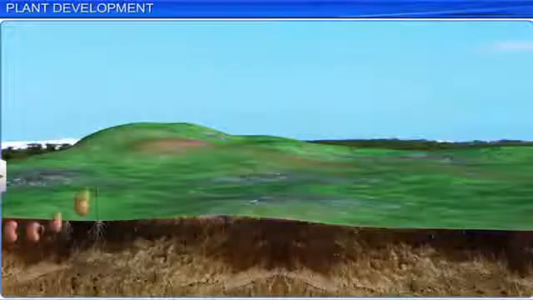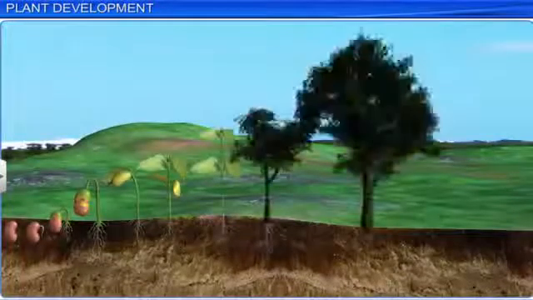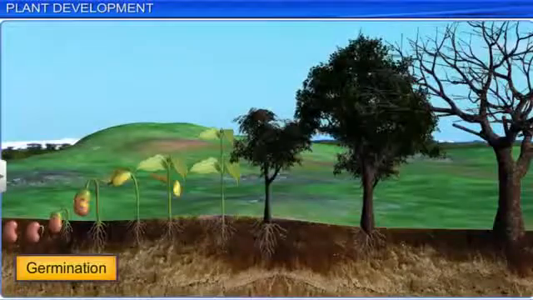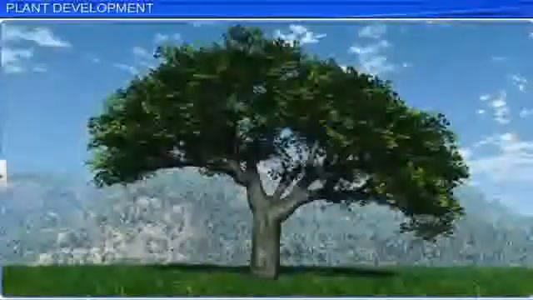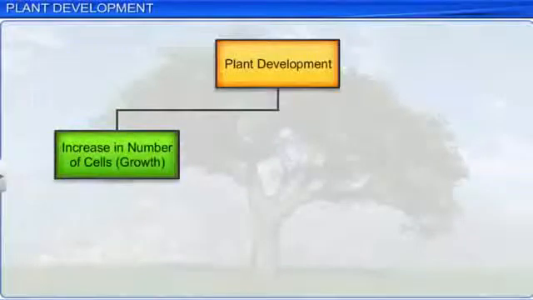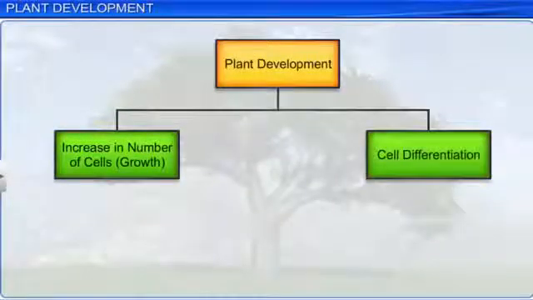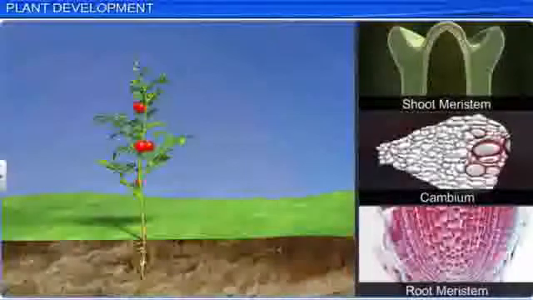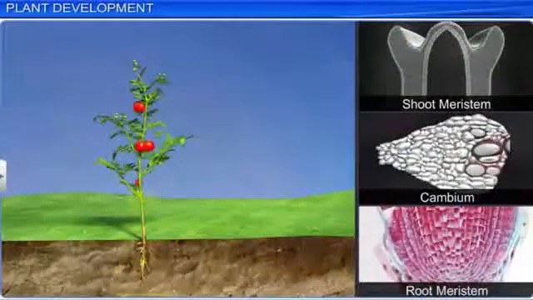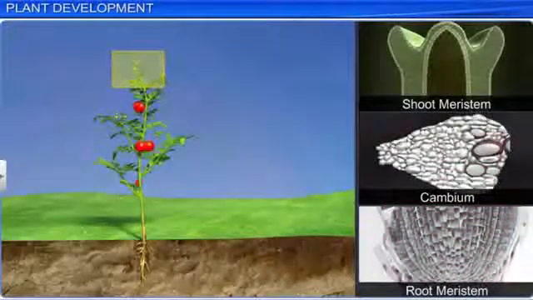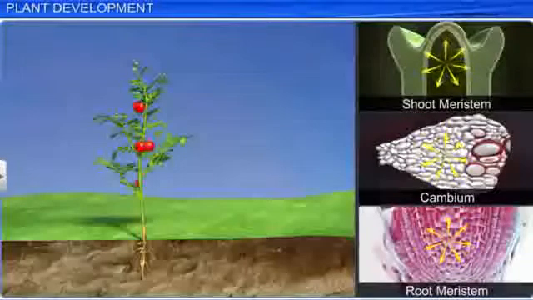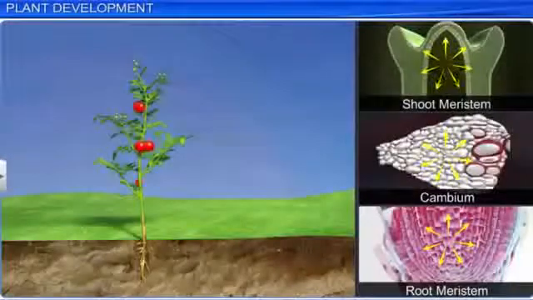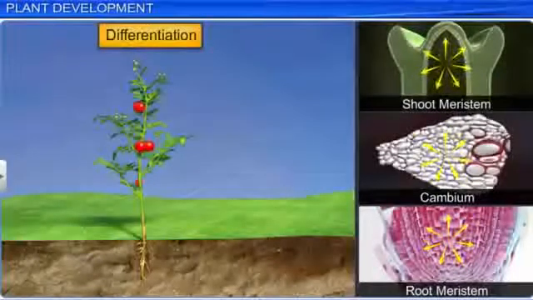Plant development includes all stages of plant life, from germination of the seed to aging or senescence. In plants, development includes both an increase in the number of cells as well as cell differentiation. We know that root meristem, cambium, and shoot meristem add new cells. These new cells undergo structural changes for specific functions. This phenomenon is known as differentiation.